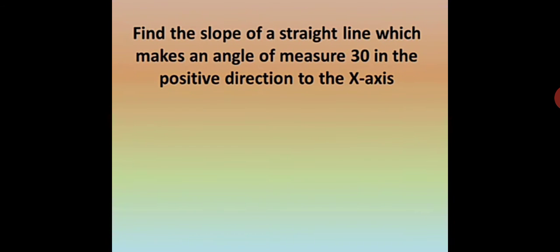Example: find the slope of a straight line which makes an angle of measure 30 degrees with the positive direction of the x-axis. Here we are given the angle with the positive direction of the x-axis, so we can use the second rule, the slope m equals tan E, m equals tan 30, and by using your calculator, tan 30 equals 1 over root 3.